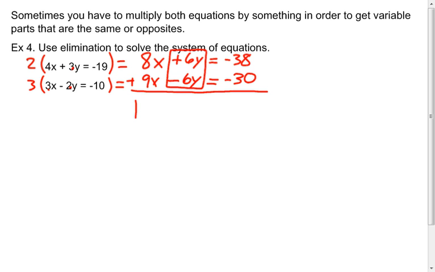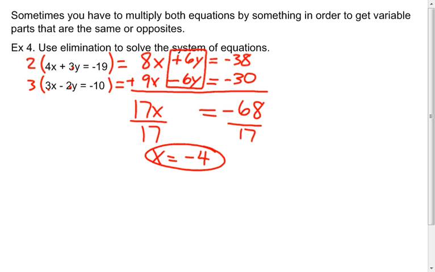Eight plus 9 is 17x. If I add the y's, they cancel out, they eliminate because they're opposites. Negative 38 and negative 30 gives me negative 68. Divide both sides by 17, and I get x equals negative 4.